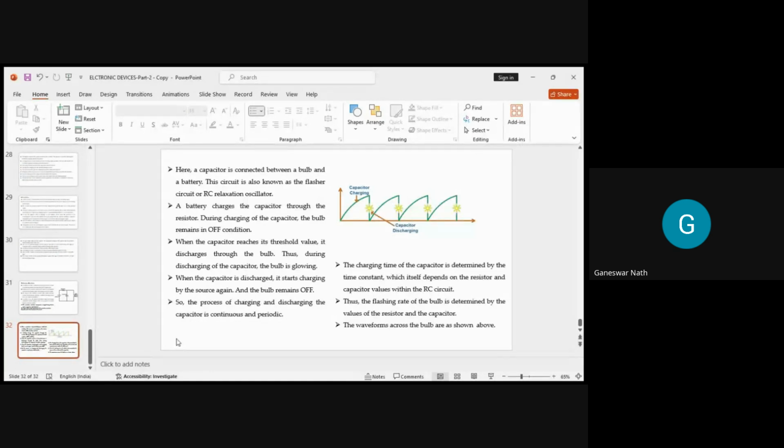Now, these are the different types of oscillators we have discussed: the relaxation oscillator, the RF oscillator, and also the audio frequency oscillator. Now, I'll discuss the op-amp.